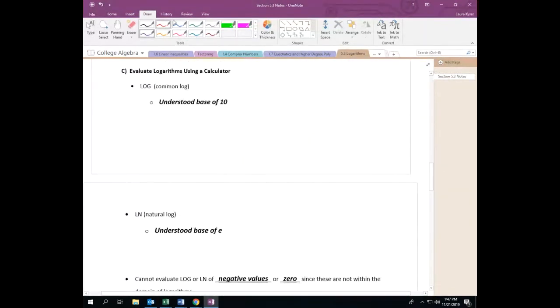There are 2 buttons on the calculator that deal with logs. The problem with them is that they are very specific. The log button is for the common log only, which is logs that have a base of 10. So if it has any other base next to it, 2, 5, 27, whatever the case is, you can't use just the log button by itself. It doesn't work that way. It would be nice if it did, but it doesn't.